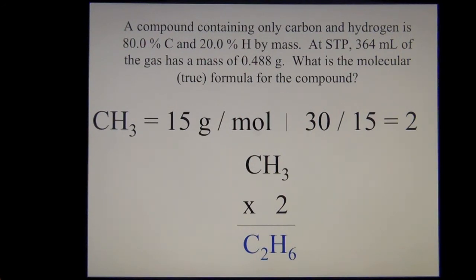But we just calculated that the molar mass has to add up to be 30. So obviously to go from 15 to 30, that's a factor of 2. So if you double your empirical formula, the CH3, you'll obtain the molecular formula, the real formula, sometimes called the true formula, of C2H6. So based on the percentages given and the information about the density of gas at STP, we're able to derive that the molecular formula here is C2H6. And this is, of course, the formula for ethane.